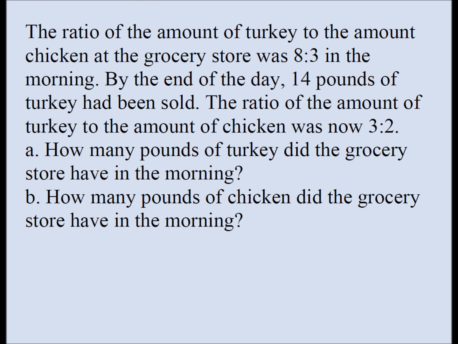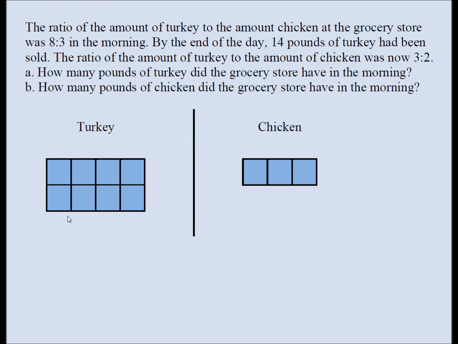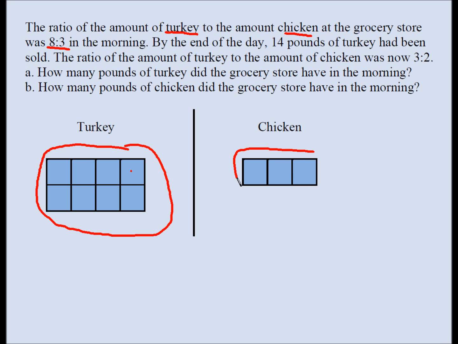Once again, it's a good idea to write down the question. However, the question will appear on every subsequent slide. So let's see how we can solve this problem. The ratio of the amount of turkey to the amount of chicken was 8:3 in the morning. So if I have 8 parts representing the turkey, I will have 3 identical parts representing the chicken. So each part could be 5 pounds, 10 pounds, we don't know. All we know is that for every 3 parts of chicken, I had 8 parts of turkey. That's all ratio tells us.